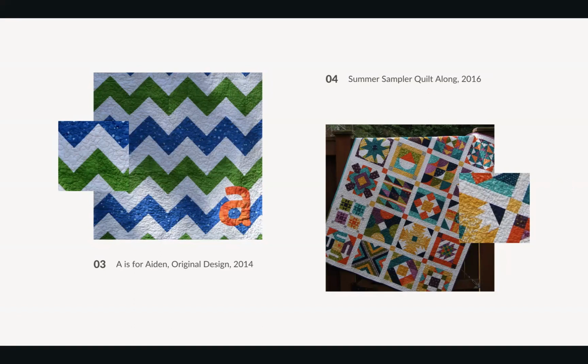So I want to talk a little bit though about the size of these two, because like I said, A is for Aiden is a very large baby, small throw size. The summer sampler on the right, that one was about 60 by 70. And those were done on my domestic sewing machine. And so I really like to talk when folks are like, oh, well, I only have a domestic sewing machine and my quilt's really big. There's no way. I want to talk about, don't think about the 80 by 80 that the quilt is. Think about that about 4 by 4 that's right there in your hands of where you're actually sewing.